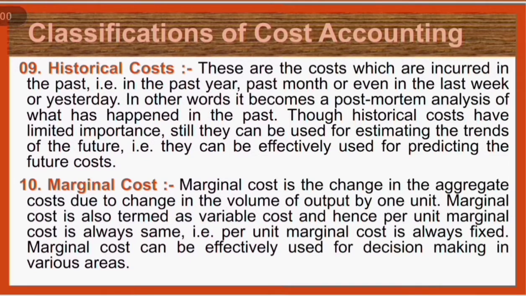Number 10, marginal cost. Marginal cost is the change in the aggregate cost due to change in the volume of output by 1 unit. Marginal cost is also termed as variable cost, and hence per unit marginal cost is always the same. For example, per unit marginal cost is always fixed. Marginal cost can be effectively used for decision making in various areas.